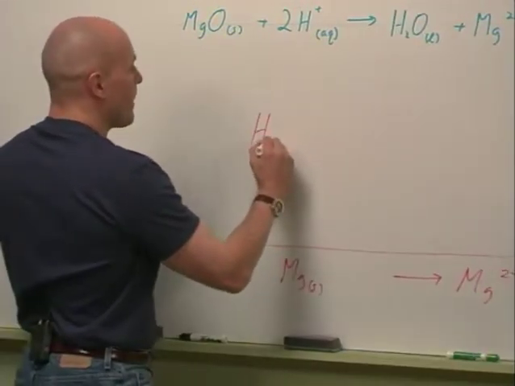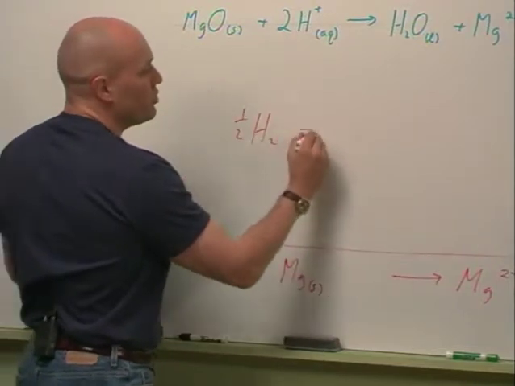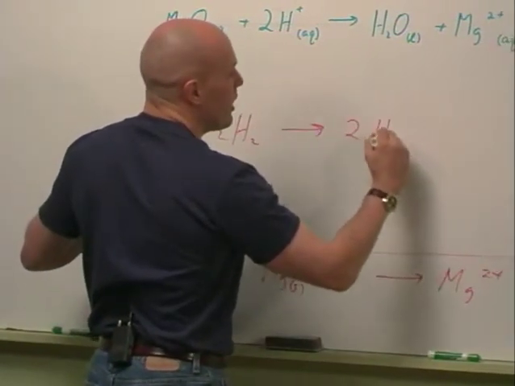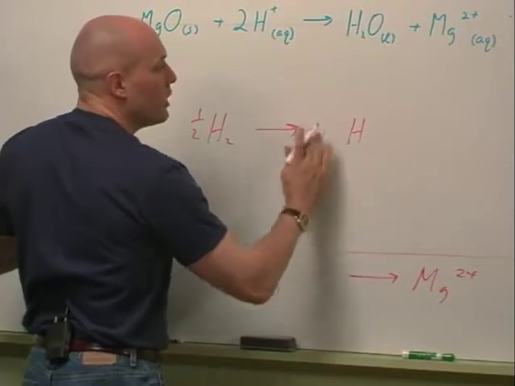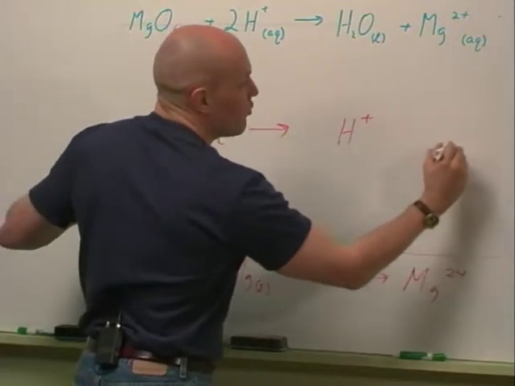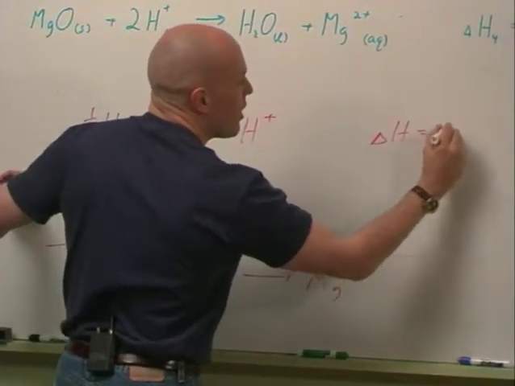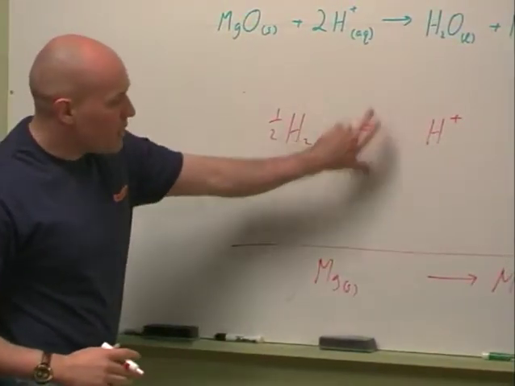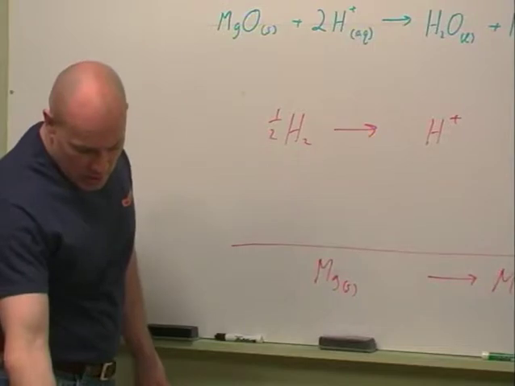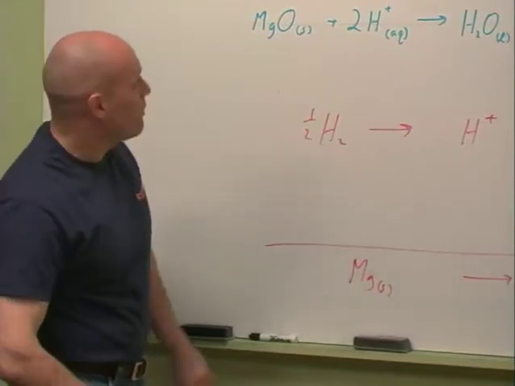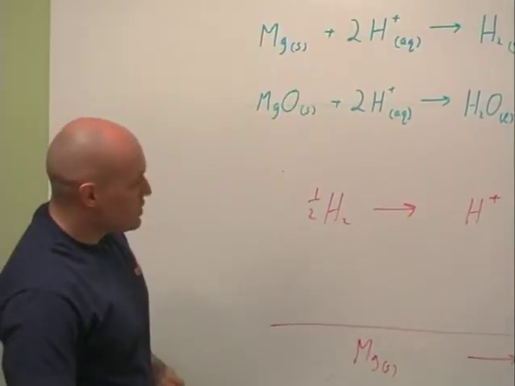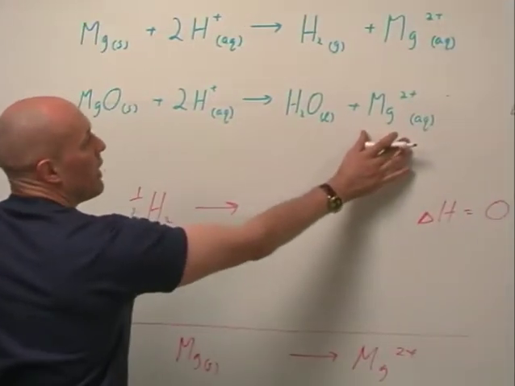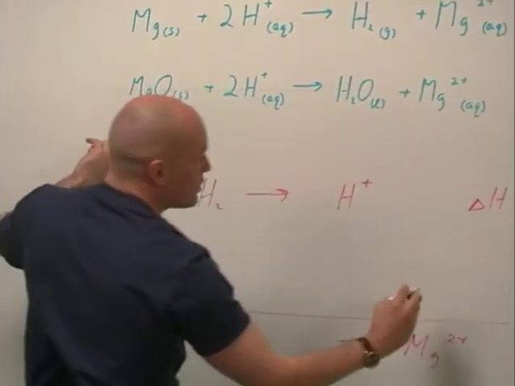So 1/2 H2 goes to 1 H+, and that enthalpy of formation equals 0. Okay. So how do we go from here to here? If we take a look at reaction 4 down here, we see that we're forming Mg2+. So that's the reaction we're going to look for.